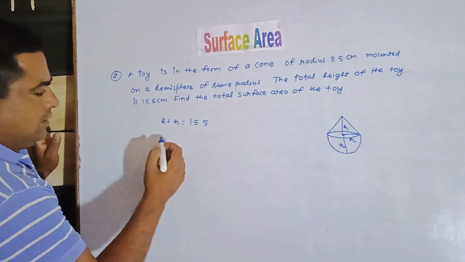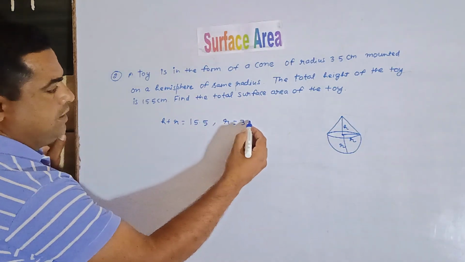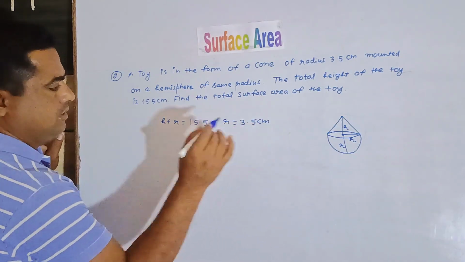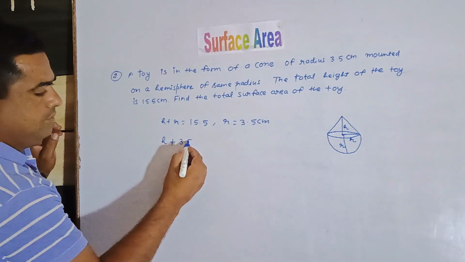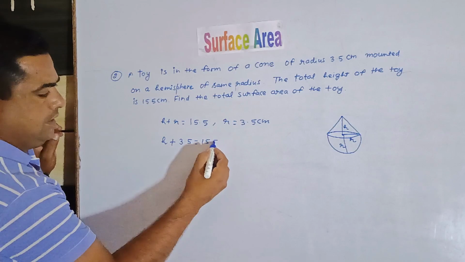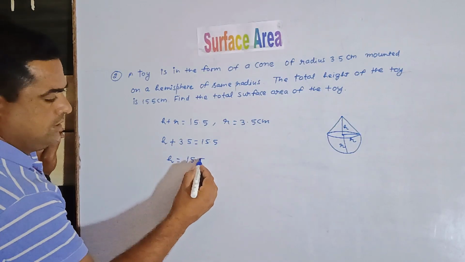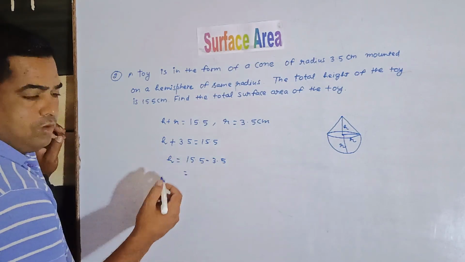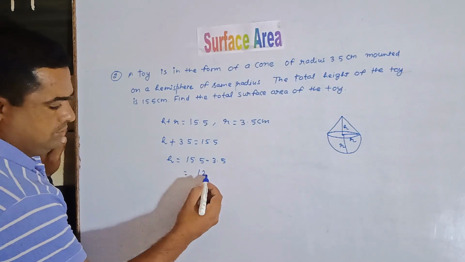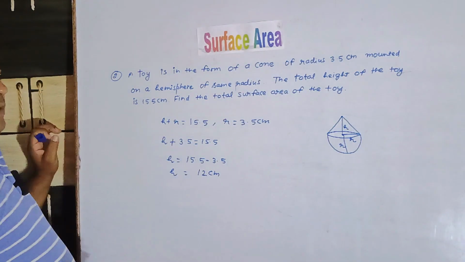Correct? Now what is the value of the radius? The radius is given here, 3.5 centimeter. Correct? We are putting the value of this r. This will be h plus 3.5 equals 15.5. Transposing this term to the right hand side, h equals 15.5 minus 3.5. We will subtract 3.5 from 15.5, so this will be 12. The height of the cone will be 12 centimeter.